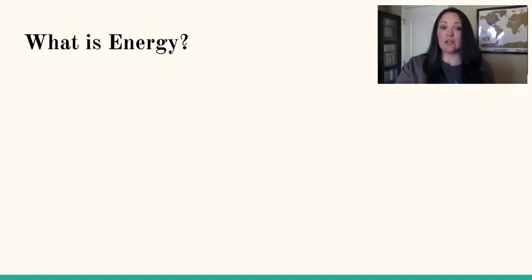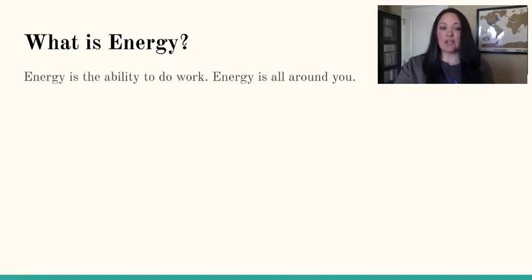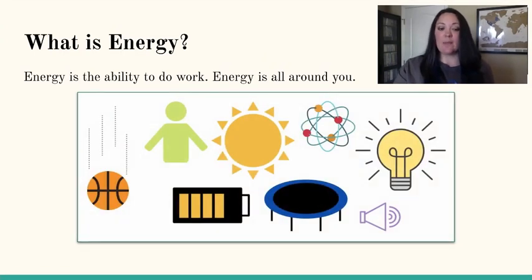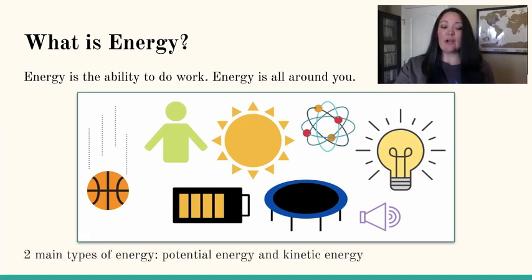So first you need to understand what is energy. Energy is the ability to do work, and energy can be found all around you. Here are some examples. We've got a basketball falling, we've got a person, so energy is inside of you. We've got the sun, an atom, a light bulb, a battery, bouncing on a trampoline, or the trampoline itself is energy. And then we've got sound. And there are two main types of energy: potential energy and kinetic energy.